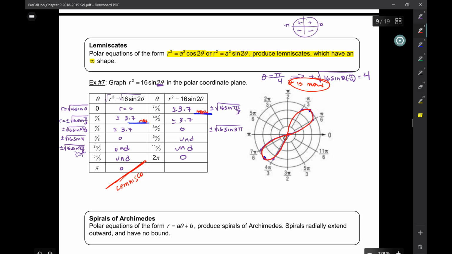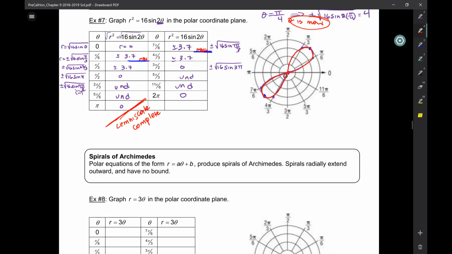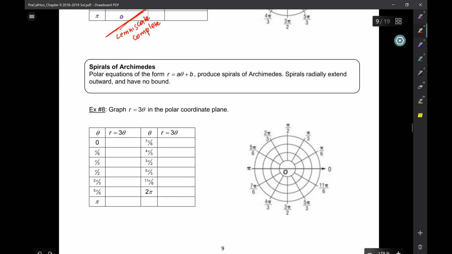Okay, so spirals of Archimedes, these are polar equations that have the form r equals a theta plus b. Let's think about this for a minute. So a is a number, b is a number, and we could just make b equal to 0 for our purposes. So, for example, r equals 2 theta. There is no sine, there is no cosine. This is just like a linear equation, just like y equals 2x.